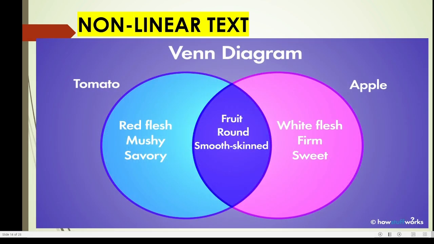Here's an example of a Venn diagram showing similarities and differences of a tomato and an apple. The part where the 2 circles intersect shows the similarities of the 2, and on each side of the circle illustrates their differences.